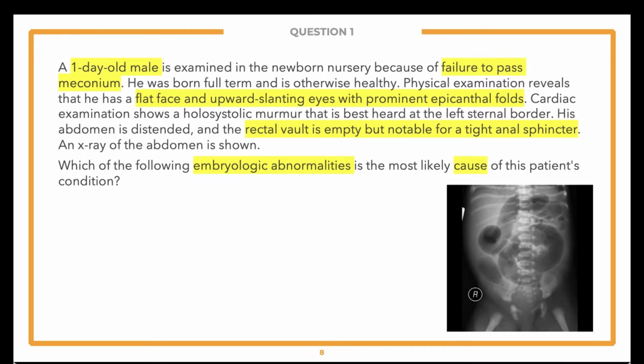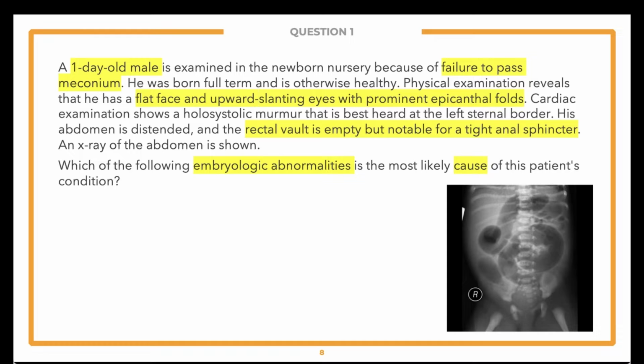Now it talks a little bit about the cardiac stuff. I think that's important and helps paint the picture. But if you caught it with the epicanthal folds, you don't need to worry about the cardiac side of things here. Abdomen is distended and rectal vault is empty, but the anal sphincter is tight. And then if you look at the X-ray, you should be able to see something that shouldn't be looking like that.